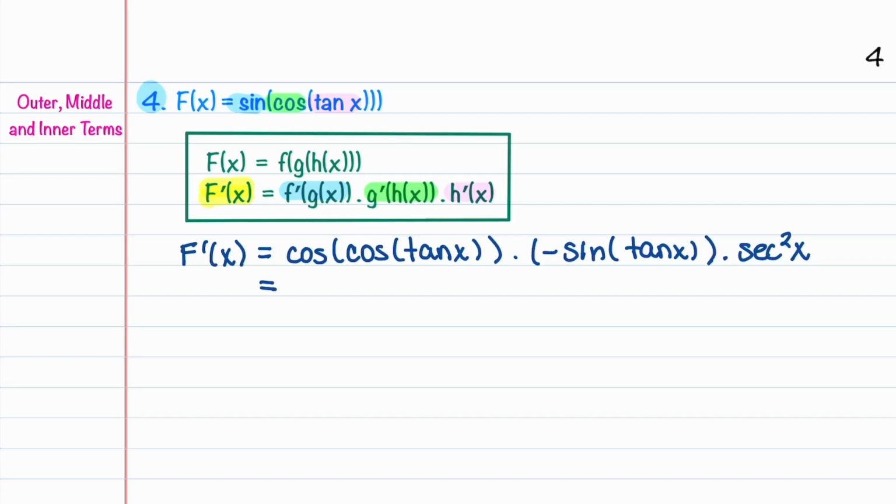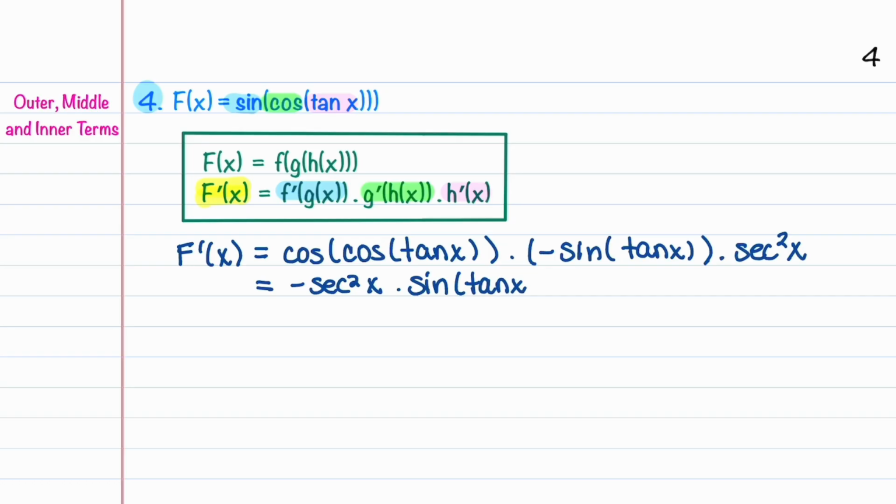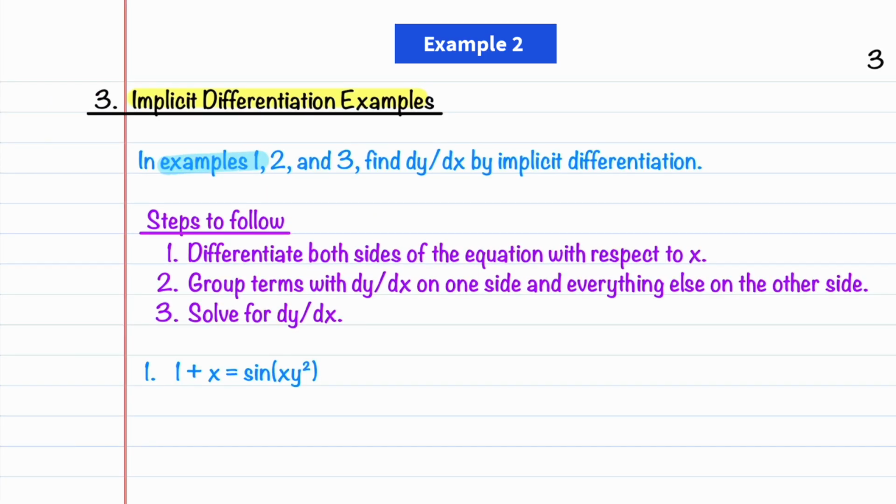Now we're going to rewrite all of this, and we are going to put our function that just has one piece first, and then the one that has two pieces, and then the one that has three pieces. So we write this as minus secant squared x times sine of tangent x times cosine of tangent x. And that's our derivative.